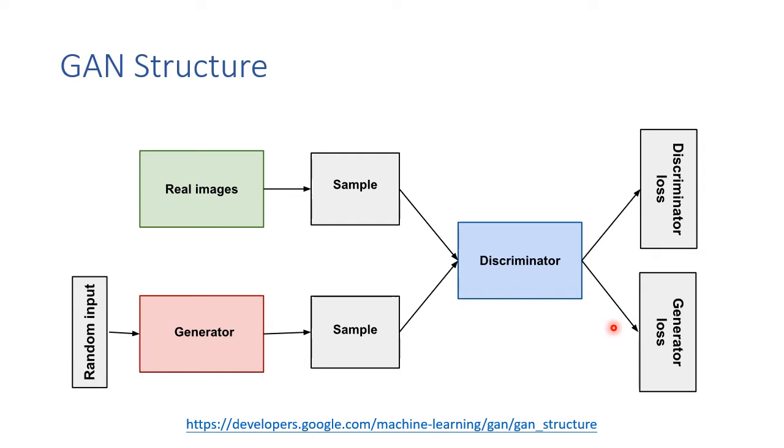But in fact, because we want to cheat the discriminator, the loss of the discriminator will increase, while the loss of the generator will decrease. So those two subnetworks compete with each other. One thing to note is there is no guarantee that the GAN network converges. So it's very difficult to train.